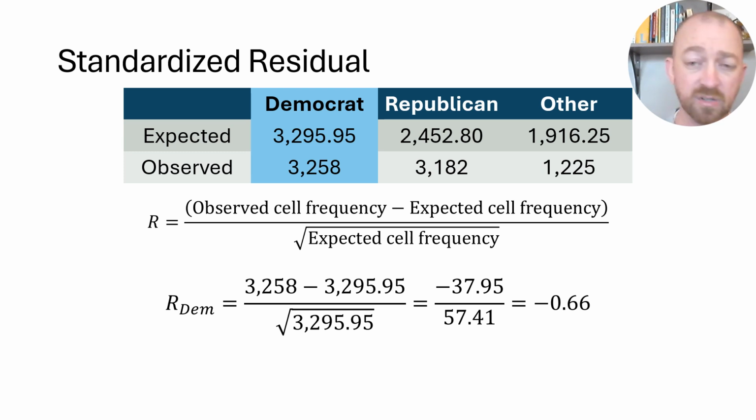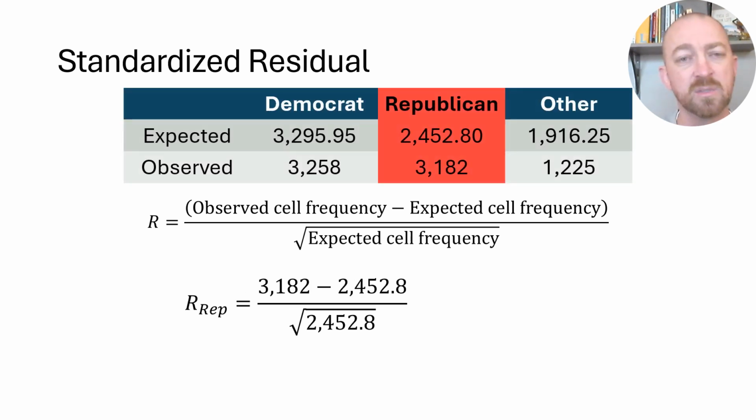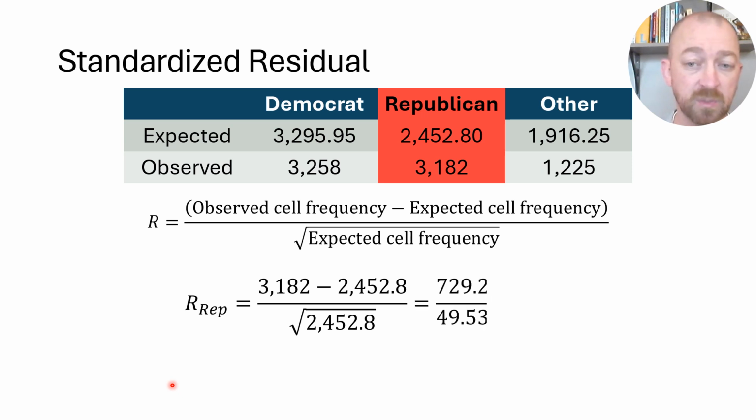Okay, let's now try it for the Republicans. So take a look here, and again, these data are all made up. Same thing here, we're just taking 3,182, which was the observed cell frequency. We subtract the expected cell frequency, then divide by the square root of the expected cell frequency. Of course, the difference between the observed and expected is 729.2, and the square root of 2,452.8 is 49.53. And we divide that and get 14.72.